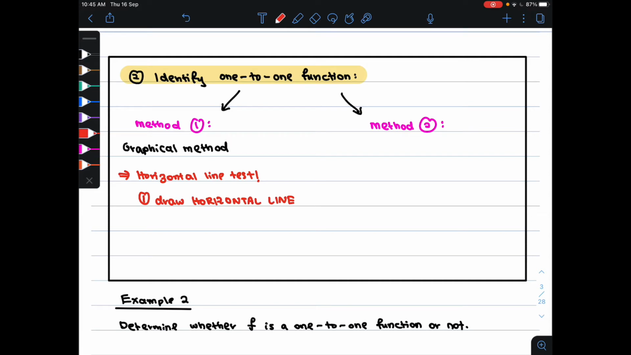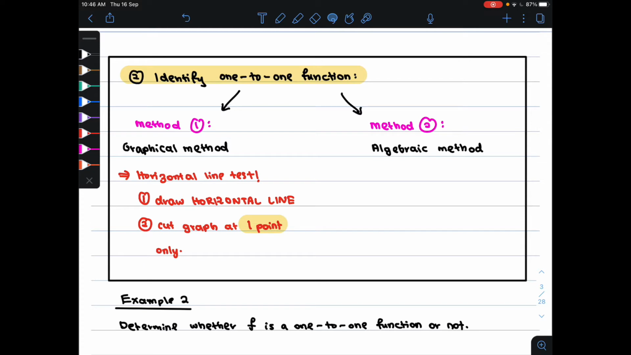So, the first step is to draw a horizontal line that intersects with your graph. And that horizontal line should cut the graph at one point only. So, kalau kamu lukis horizontal line dan dia sentuh graf kamu sekali saja, itu maksudnya function tu adalah one-to-one function.